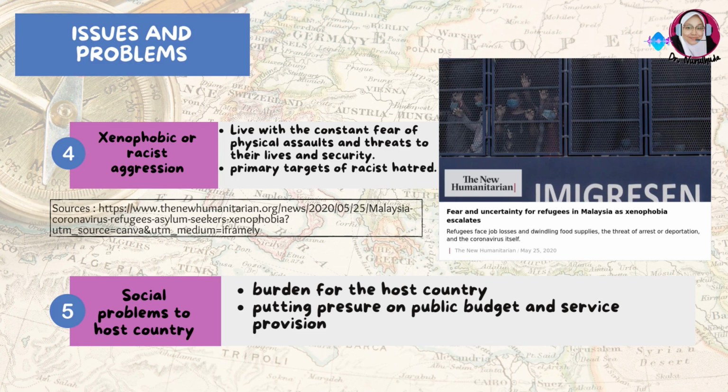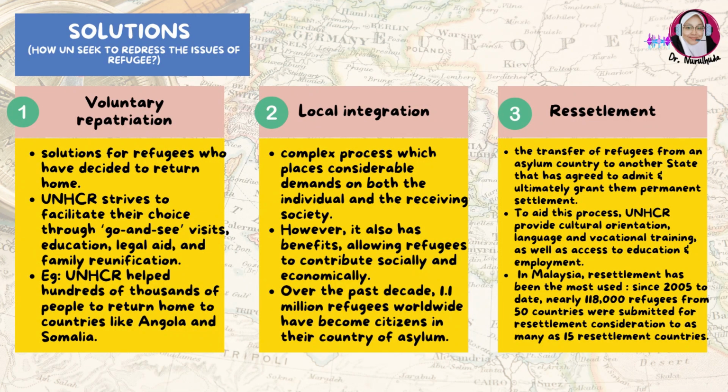Now, we also have issues of xenophobic or racist aggressions. And then we have social problems for host countries. It becomes a burden for host countries. It puts pressure on public budget and service provisions. So these are the solutions that the UN seeks to redress with regards to the issues of refugees.